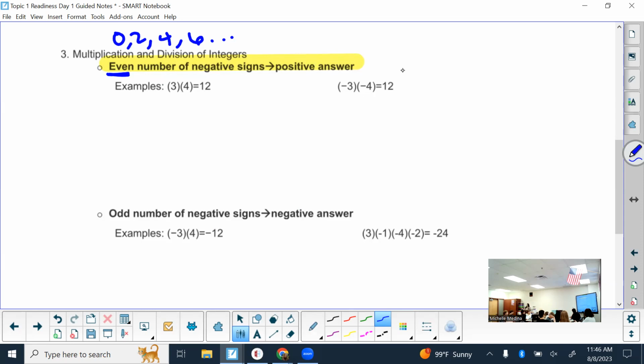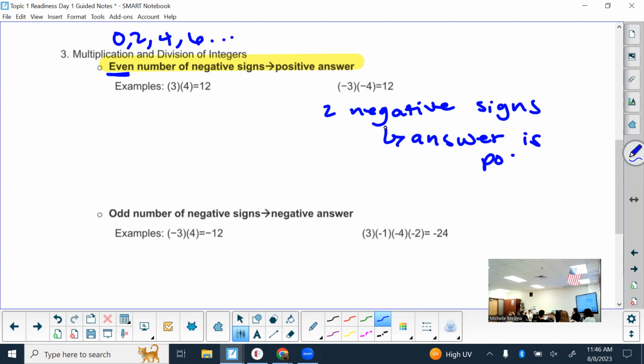How many negatives did I have? 2. So 2 negative signs. That means my answer is positive. And then does order matter in multiplication? It doesn't matter. I would just recommend doing it from left to right anyway, for good practice, but you really just multiply and then put the negative sign at the end if you need one. Count the negatives to determine that.